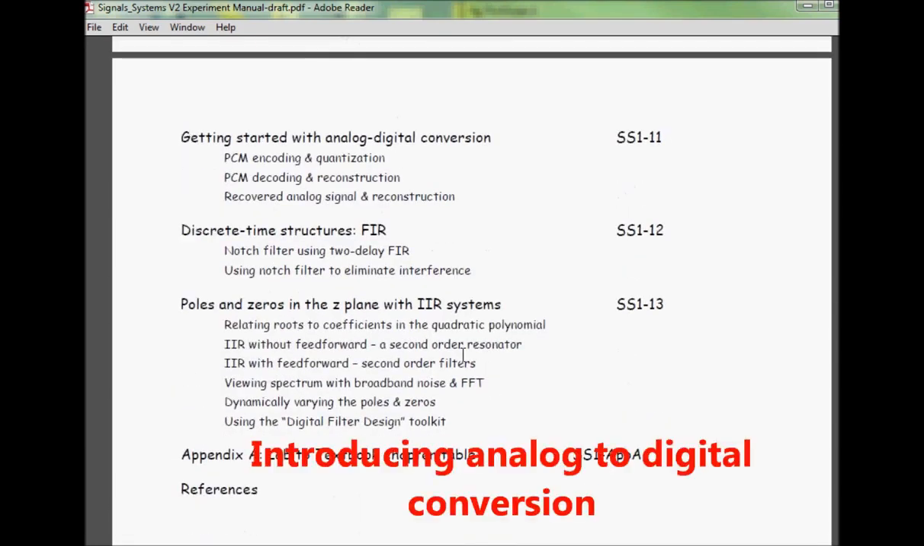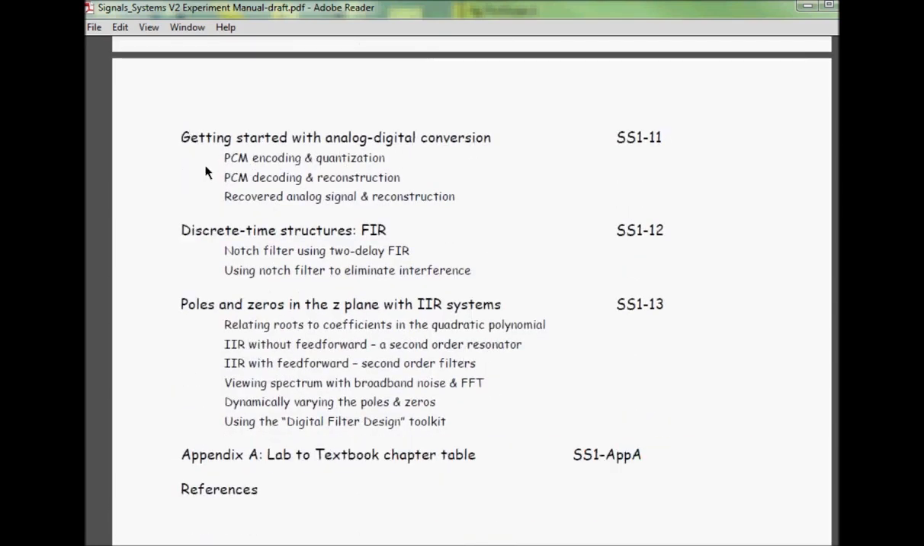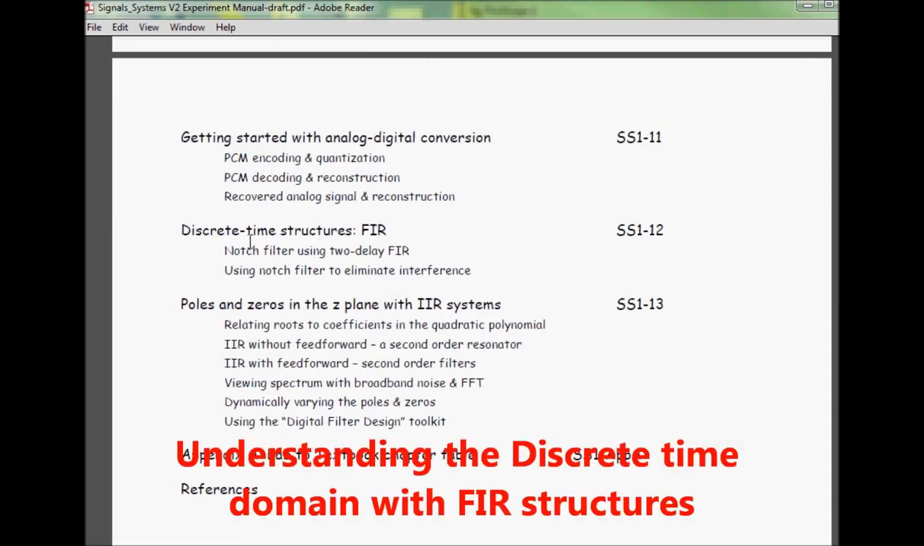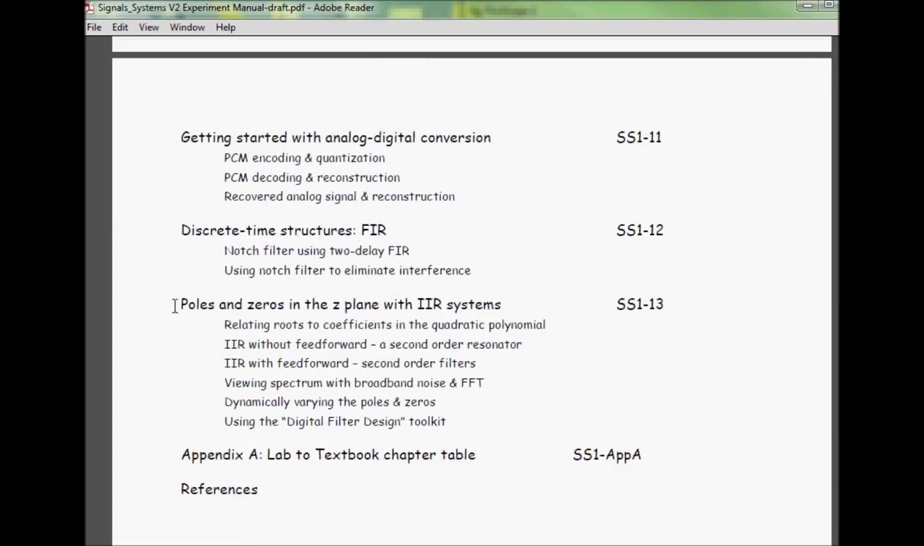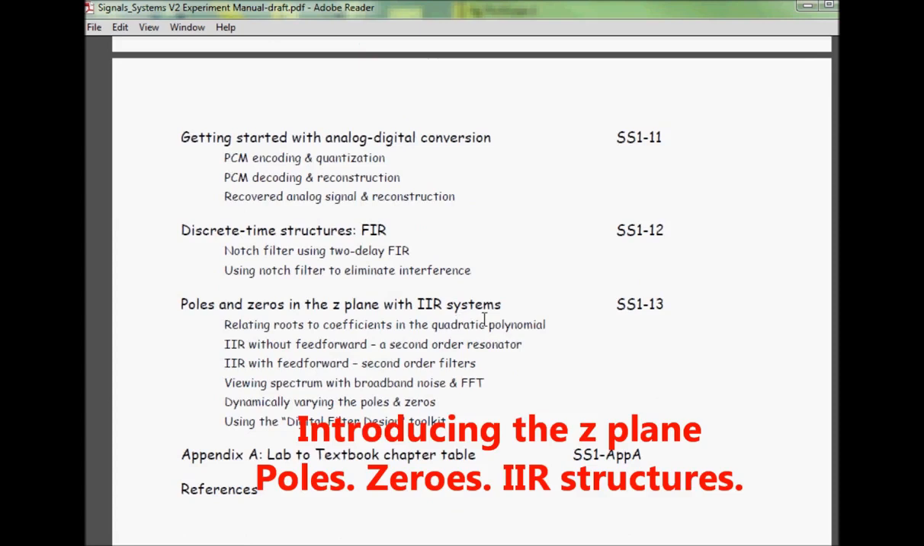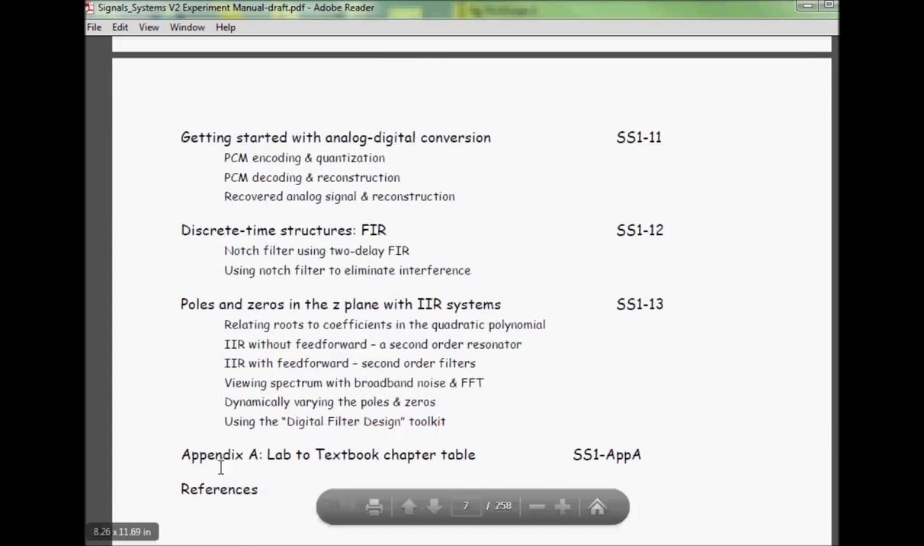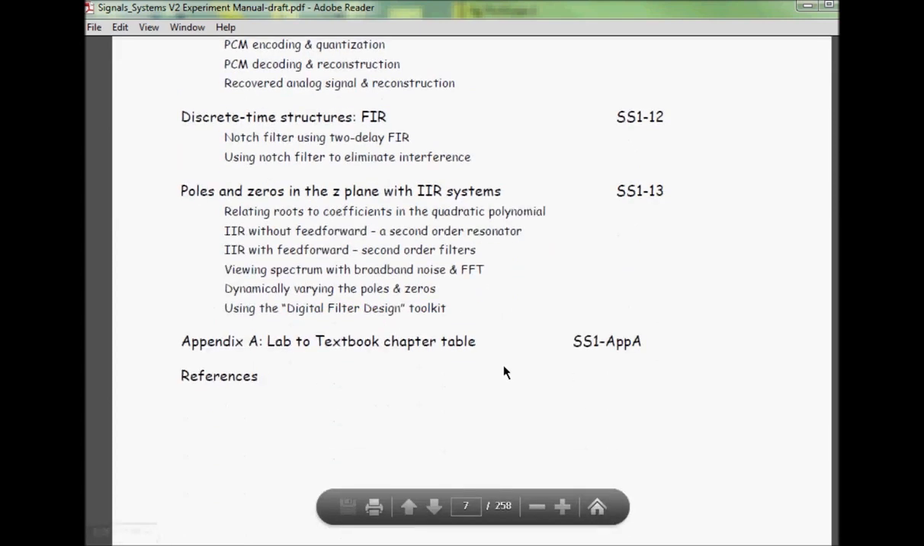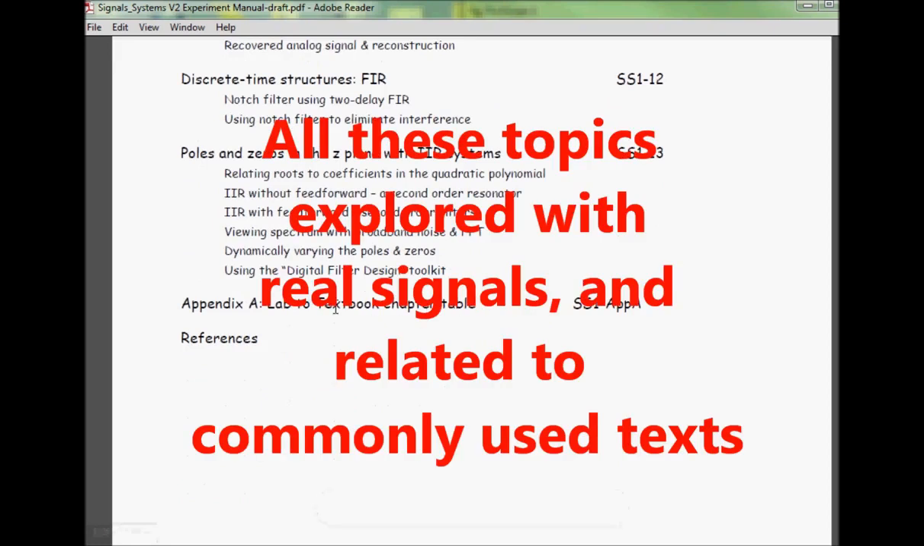Getting started with analog to digital conversion, PCM signals, and then discrete time structures with FIR and IIR structures up to second order, all correlated to existing well-known textbooks such as Lathi, Oppenheim and several others.